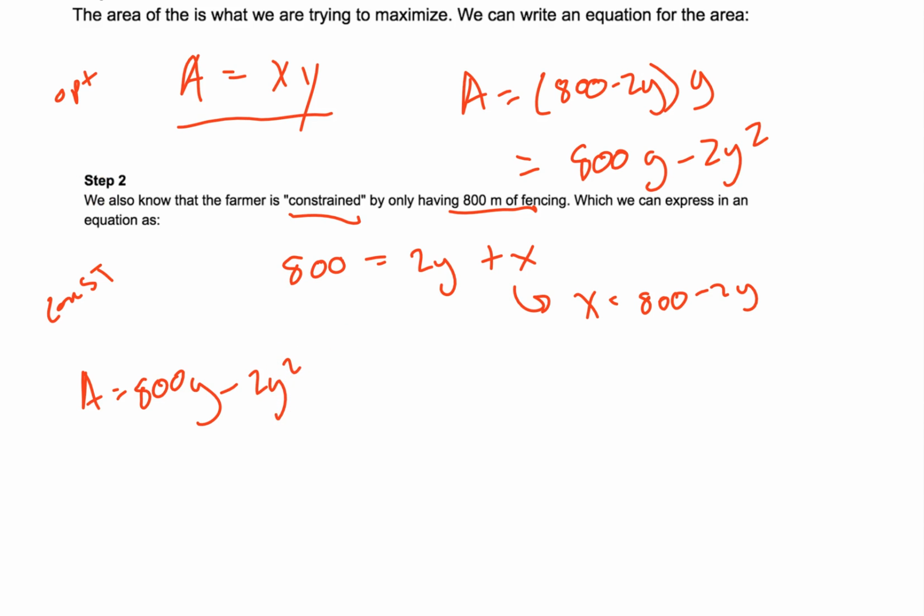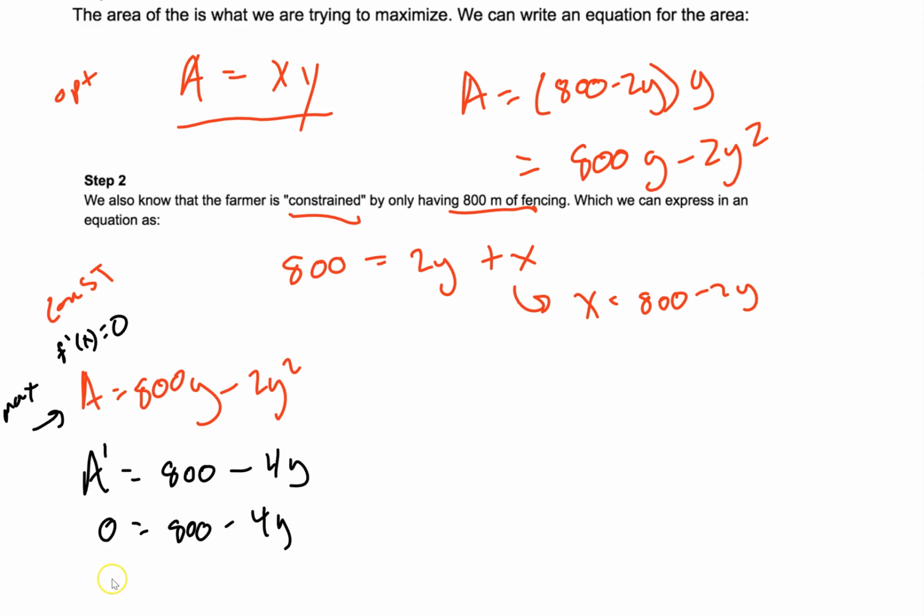And that's what I'm trying to maximize. I'm trying to find the max of this. It works if you want to find the max or min, it's the same idea. So how do we do it? Take the derivative, set equal to 0. So let's take the derivative. A prime is 800 minus, the derivative of 2y squared is 4y, set equal to 0, because that's how you find critical points. I get 4y equals 800, divide by 4, I get y equals 200.